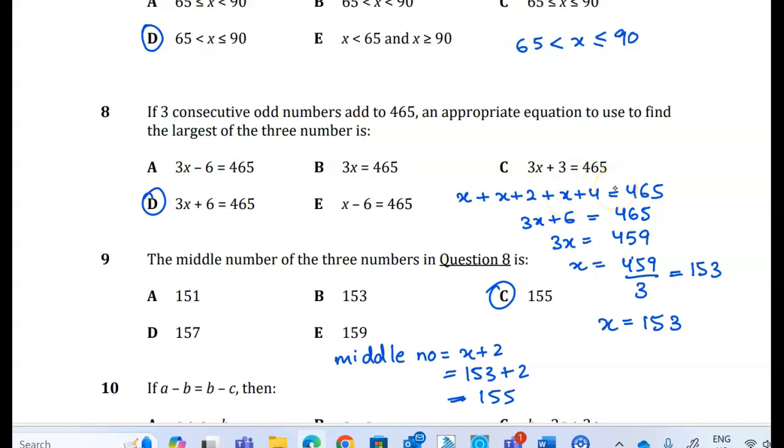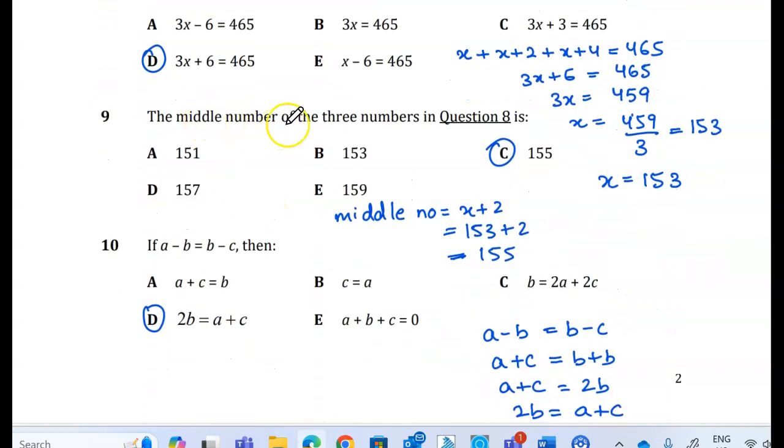So say, for example, my first number is 3. Consecutive odd numbers, so the next will be 3, not plus 1. It would not be 4, but 3 plus 2, which is 5. And then the next one will be 3 plus 4, which is 7. Okay, that's how you need to think about this. And I've made the equation, I've solved the equation, so the first number has to be 153. But the question only asked you what is the equation. Okay.